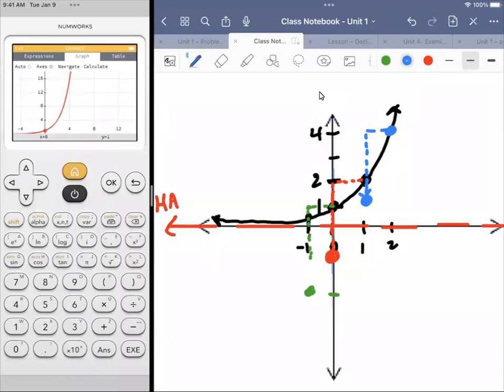But if I know that I'm shifting everything down 3 units, so I'm only down 2 at this point. Let me just bring that a little closer. I can just take my horizontal asymptote and shift it down to -3. Oh, wow, really? Oh, because I used a dash line. That's okay, I guess. Just rebuilt it. All right, so my horizontal asymptote is now down at -3.